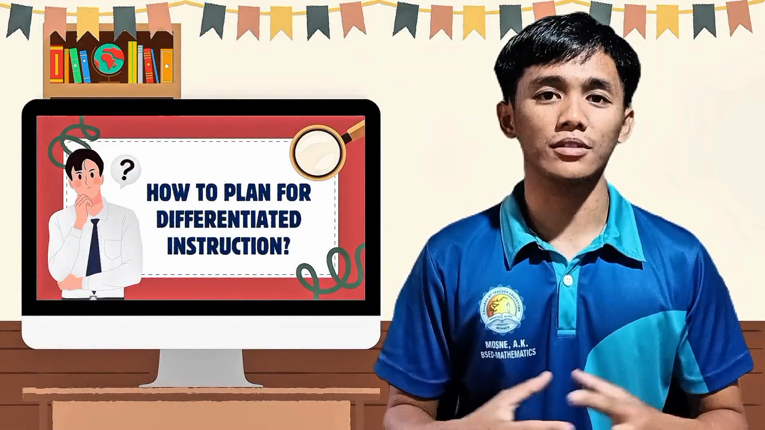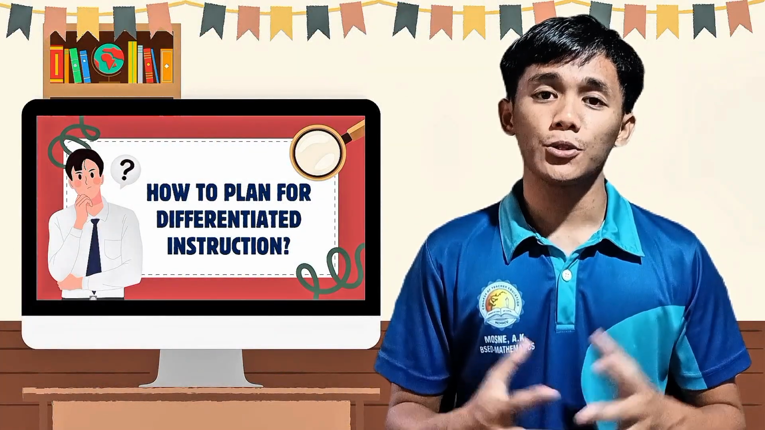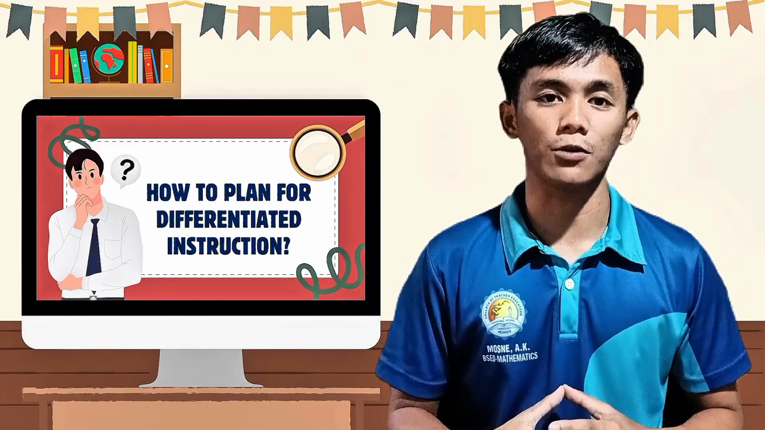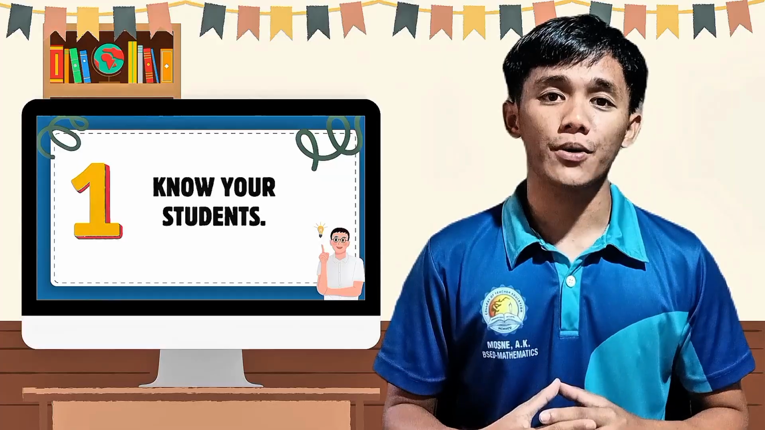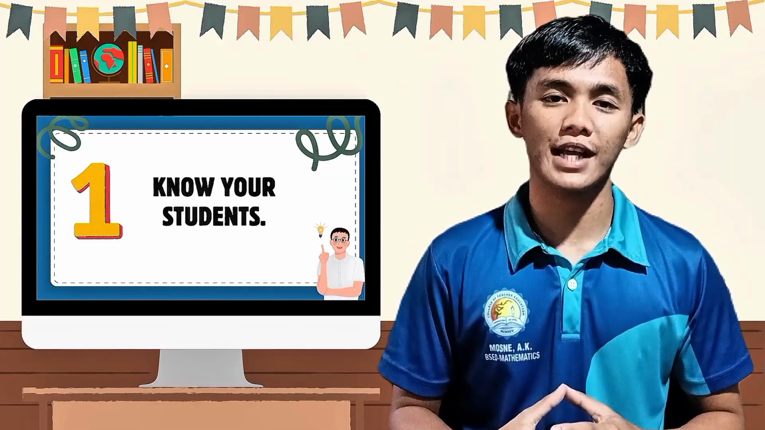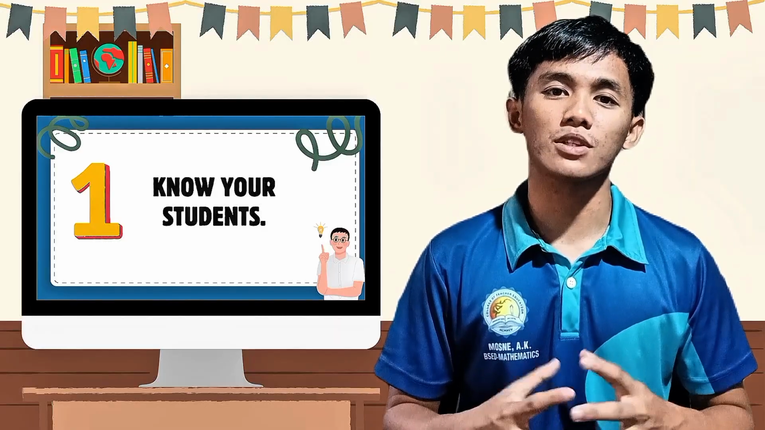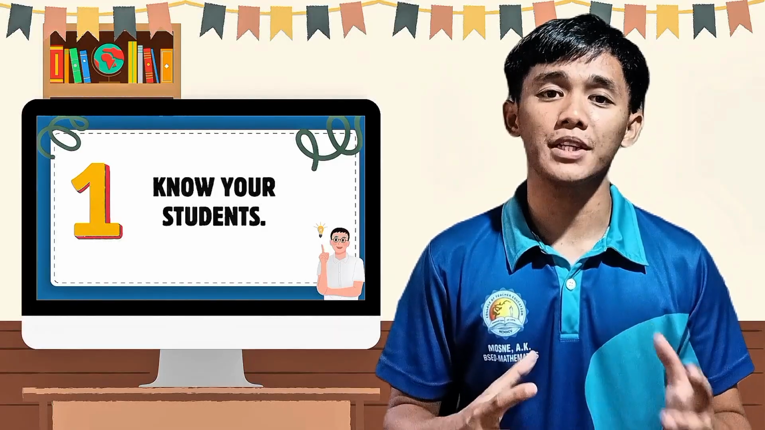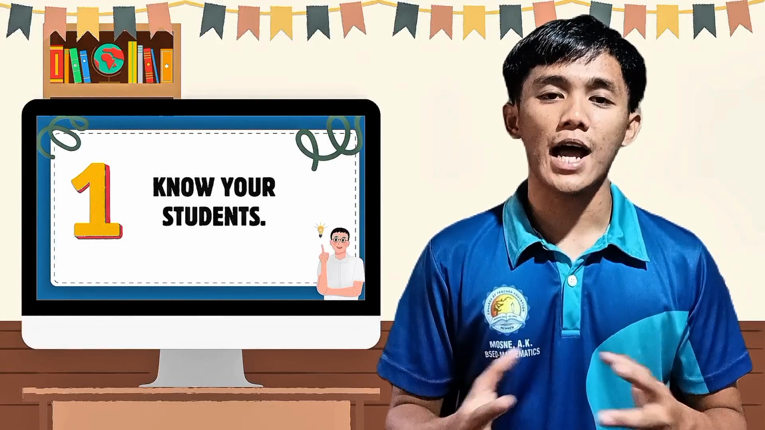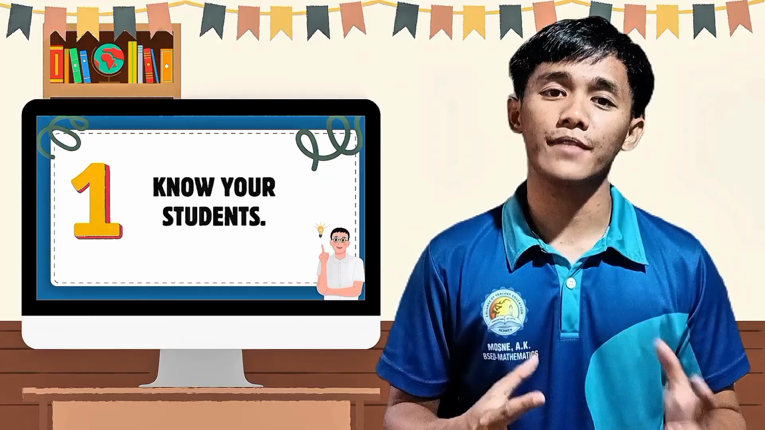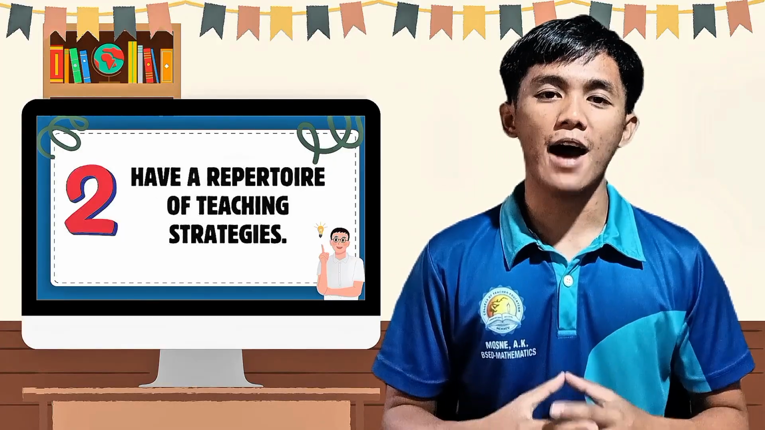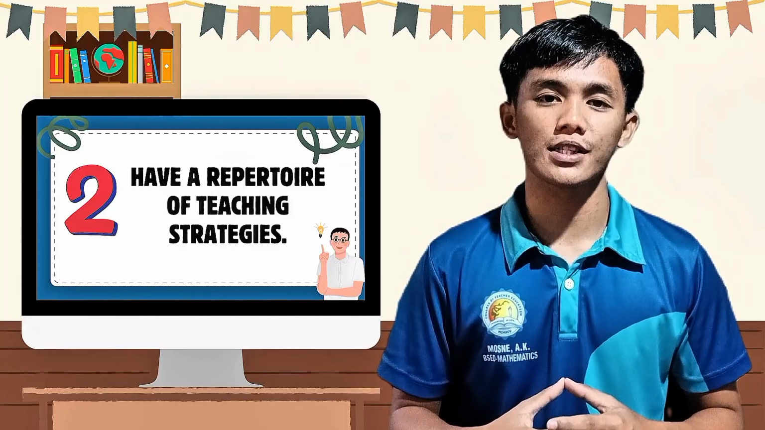Now, how do we carry out differentiated instruction? To effectively plan for differentiated instruction, teachers should consider the following. First, know your students. Effective differentiated instruction requires a deep understanding of the learners. Teachers must collect information about their students' readiness levels, prior knowledge, interests, cultural backgrounds, and preferred learning methods through surveys, assessments, or observation. Second, have a repertoire of teaching strategies.